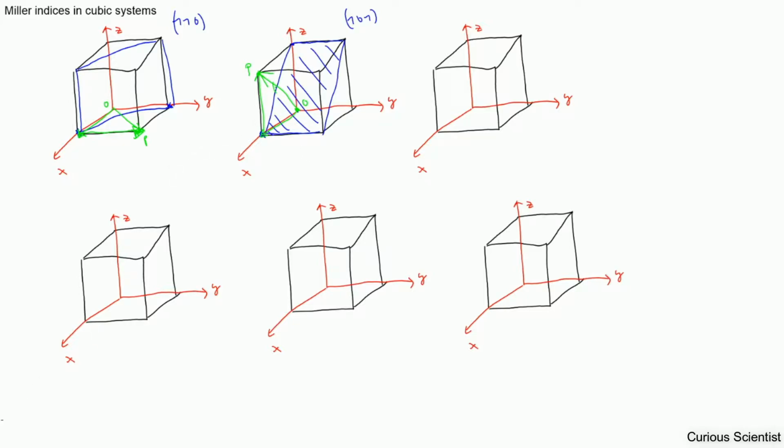So let's continue with something else. 0 1 1. So basically what we have here, x, we stay at home, y is 1, z also 1. So we come here, face diagonal, and face diagonal again, and let's connect this. It's a bit ugly, but I think you get it.